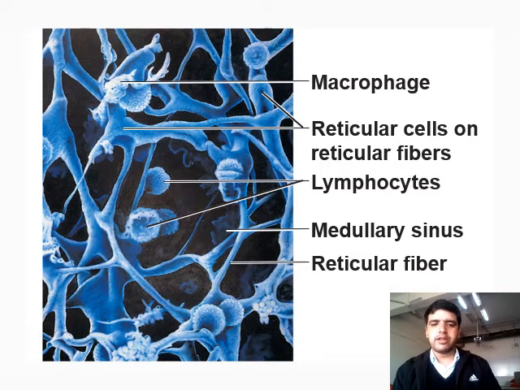This is the diagrammatic representation of how the cells are arranged. It contains the reticular cells or reticular fibers, and macrophages, which engulf the foreign substances. Lymphocytes act directly: the T lymphocytes act directly on the antigens and destroy them, while B lymphocytes produce plasma cells, which further produce the antibodies.